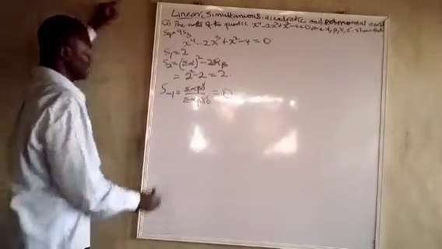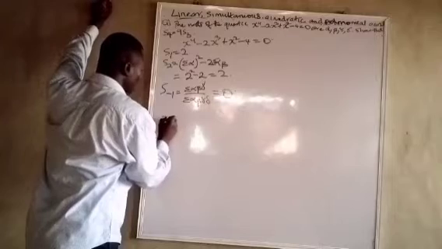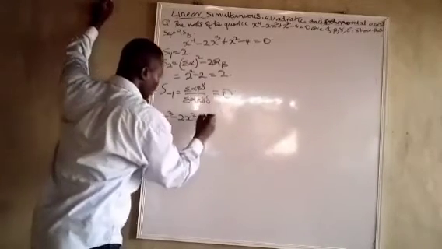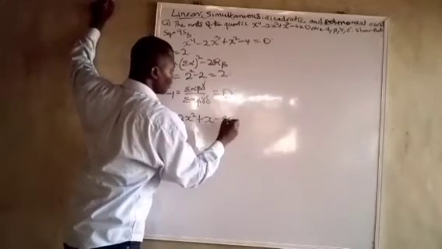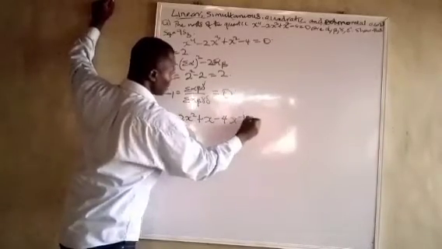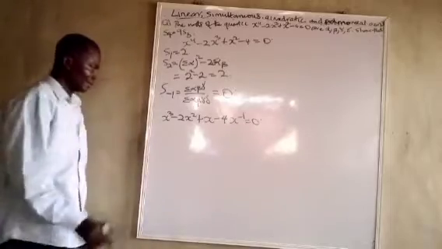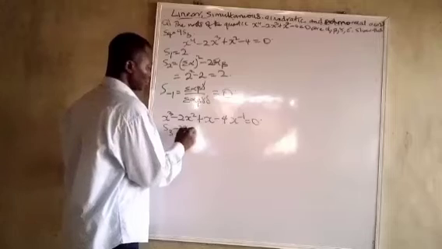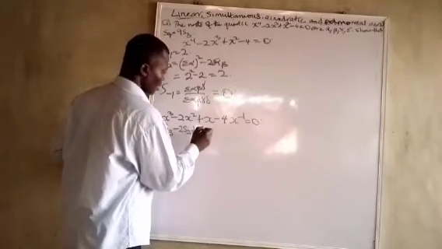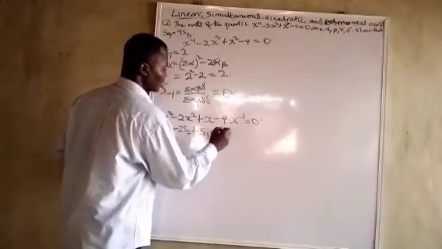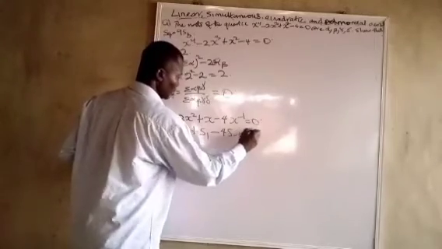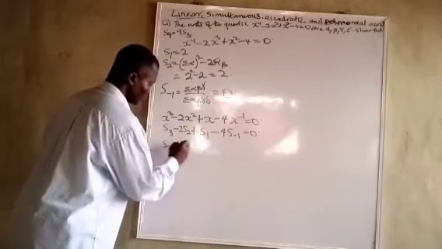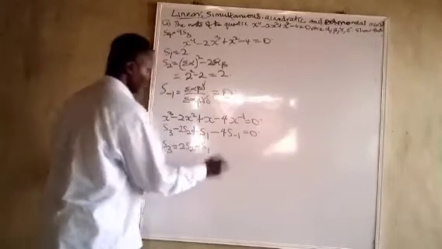Now, for us to find s3, let's divide through by x. So we are going to have x cubed minus 2x squared plus x minus 4x raised to the power minus 1 equals 0. Now let's express in terms of s. So we have s3 minus 2s2 plus s1 minus 4s minus 1 equals 0. So here now you can say s3 is equal to 2s2 minus s1.